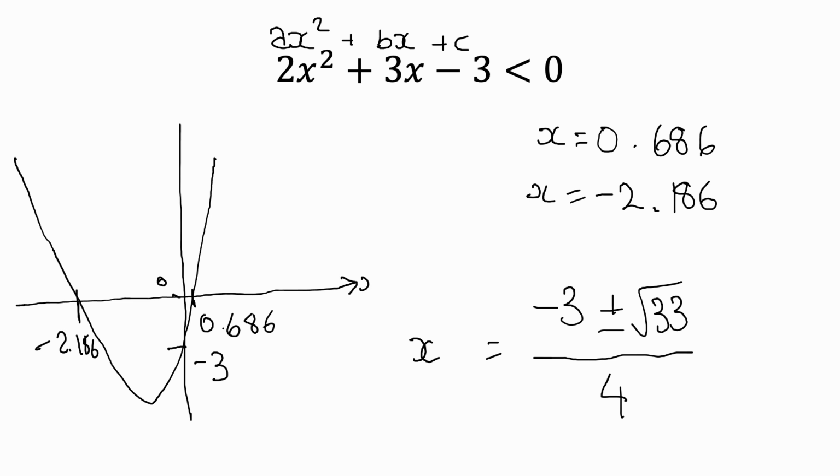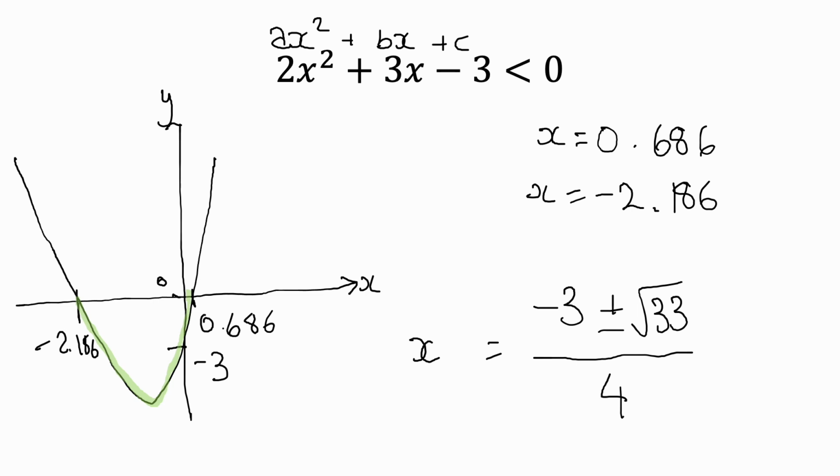Okay, so now we've got 2x squared plus 3x minus 3 has to be less than 0. So if we look at our curve, if it has to be less than 0, we have to look at bits of the curve that are below the x-axis. So that means we are going to be looking at here. Okay, so we can see that x has to be in between the x-intercepts.